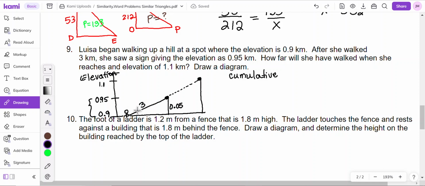Right. She walked 3 kilometers this way. Her initial elevation was this, her final elevation was this, so the actual elevation that she rose was 0.05. Correct? Then she keeps on walking, and we want to know when she reaches an elevation of 1.1. So what is this elevation then? You gotta do 1.1 minus 0.9. 0.2?